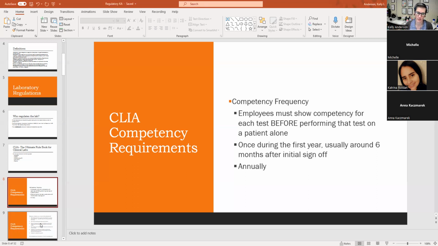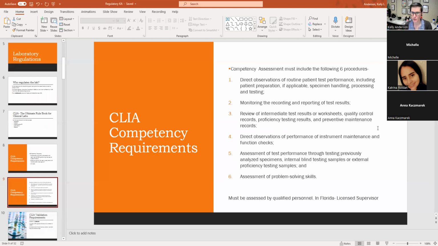And what does it mean to have your competency checked? So CLIA breaks down into 6 different categories. This is a big thing because some people were only doing 1 of these things or 2 of these things or whatever is easiest, and you will get write-ups if you are not doing every single one of these. So direct observation of the test, monitoring the records and reporting of test results.